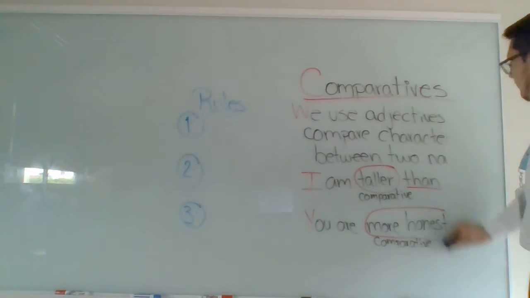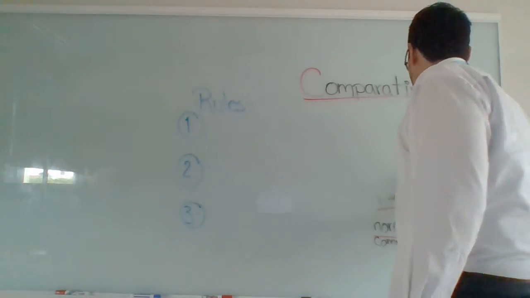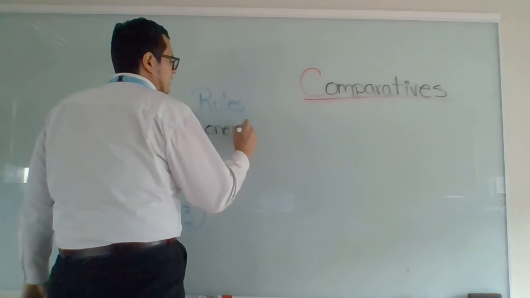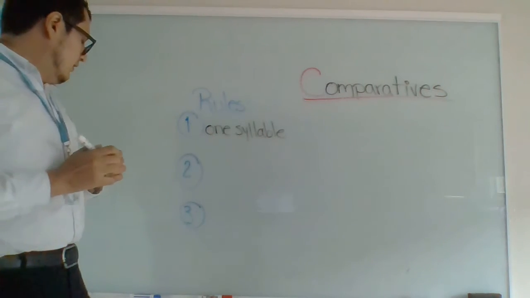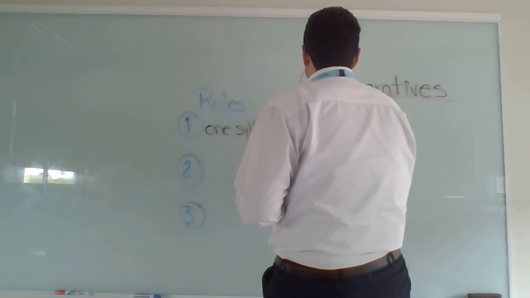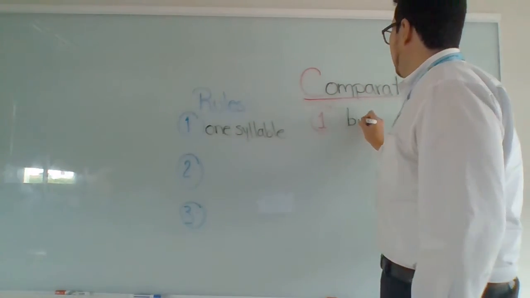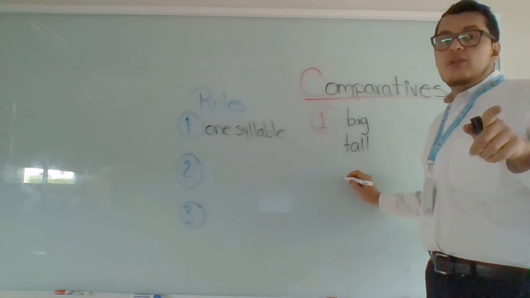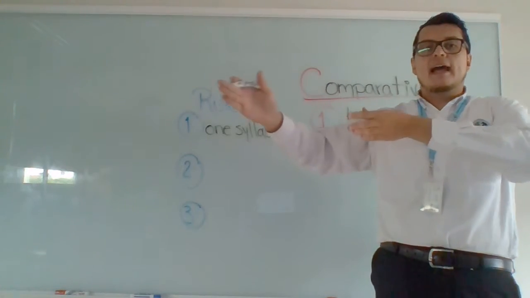Okay, so we compare characteristics, and now we are moving to the first rule. The first rule is for the adjectives with one syllable. I'm going to put it here. For example, we have big, we have tall. How do I count the syllables? Remember, the syllables are the sounds in which we divide a word.